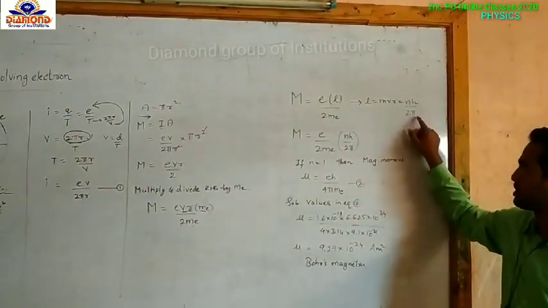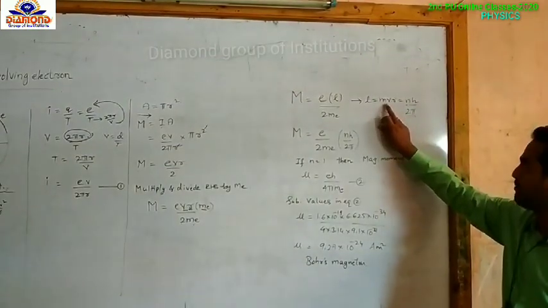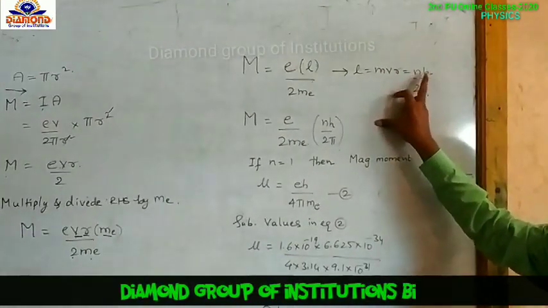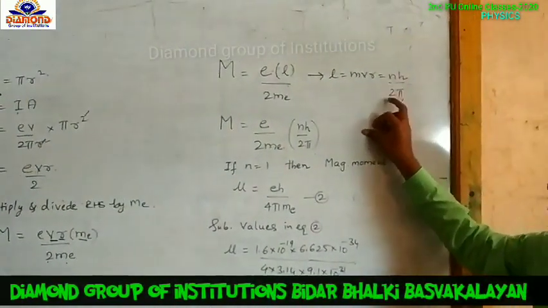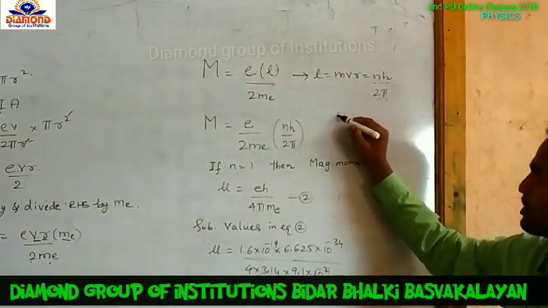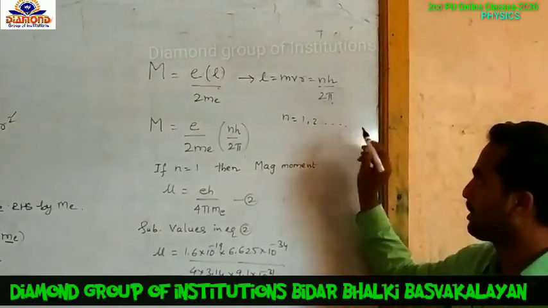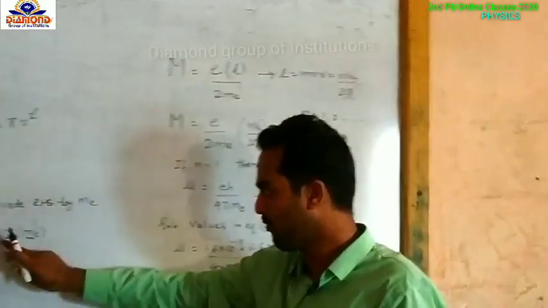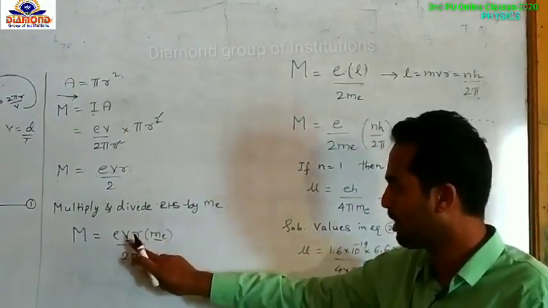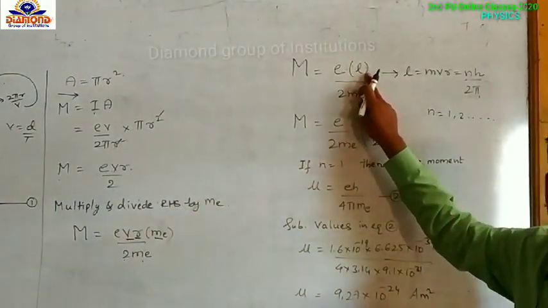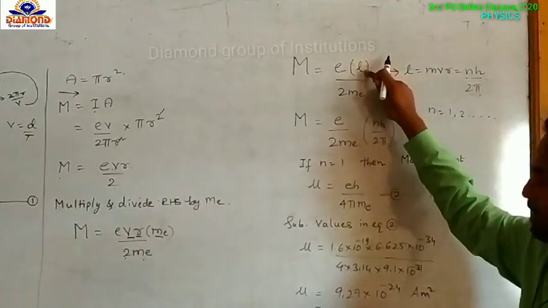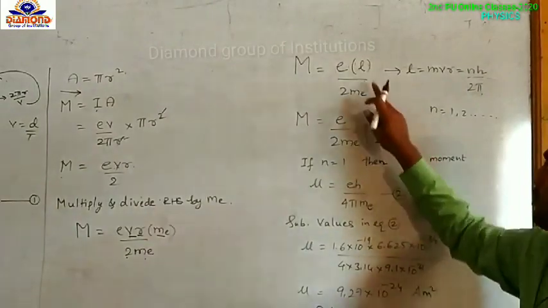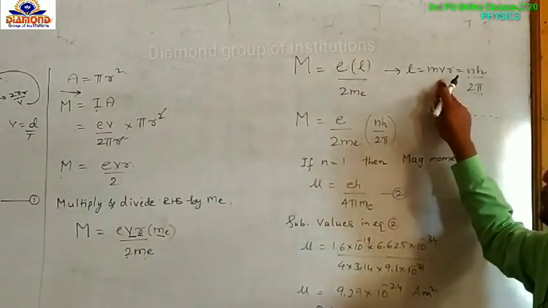So what Bohr's constant says is that MVR, that is angular momentum, is equal to an integral multiple of h by 2 pi. So n into h by 2 pi, where the n values start from 1, 2, 3 like that. In place of MVR we can substitute the symbol L, that is angular momentum, and L can be written as nh by 2 pi. Because L equals MVR, which is equal to nh by 2 pi.